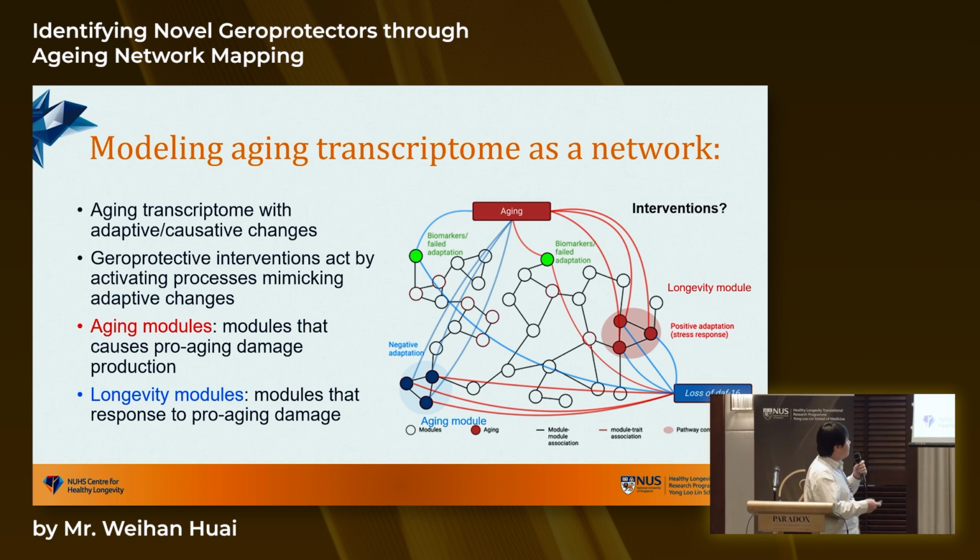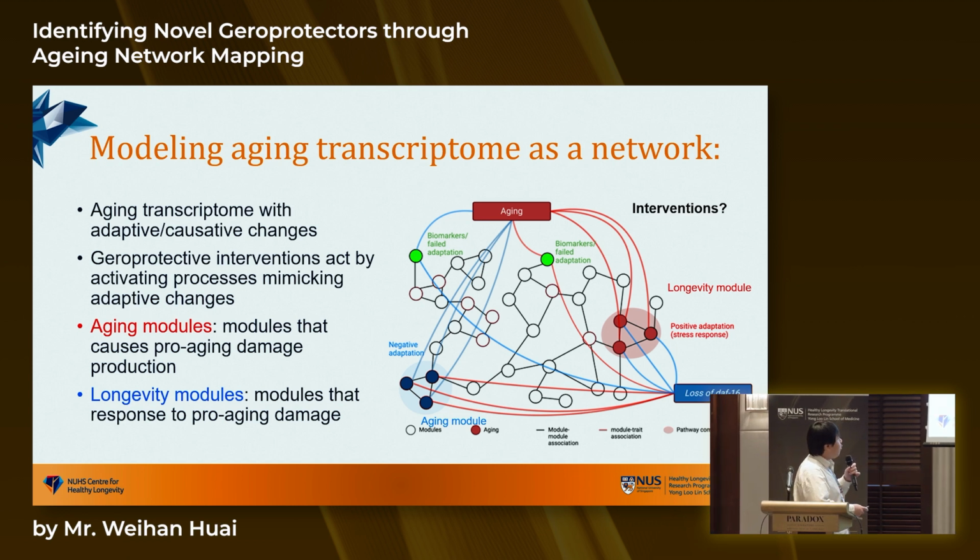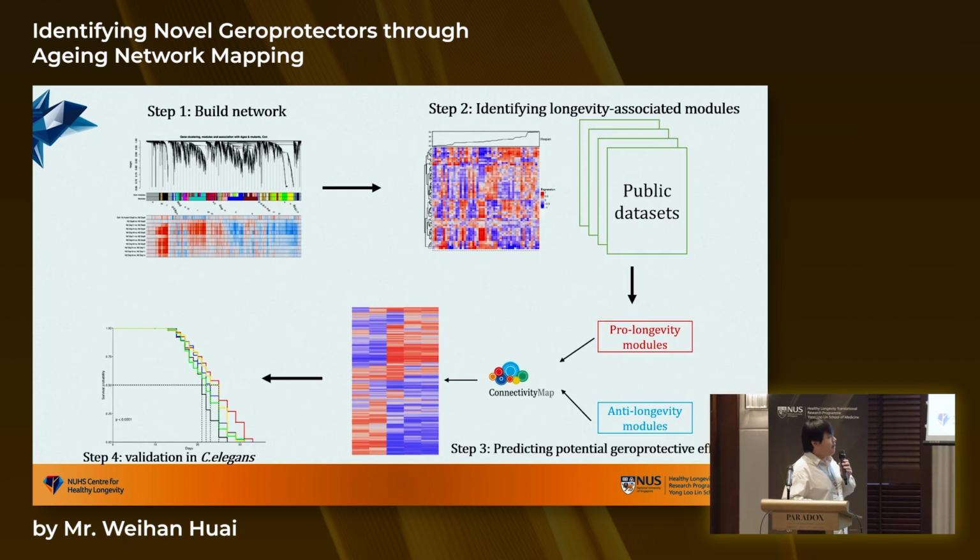And also in this network, there will be modules that are representative of biomarkers, or they're just like the failure of adaptation, like they are the cause of aging. So we call these modules that are causing the pro-aging damage production aging modules, and modules that respond to the pro-aging damage longevity modules. Okay, and this is basically a framework of what I have been doing.